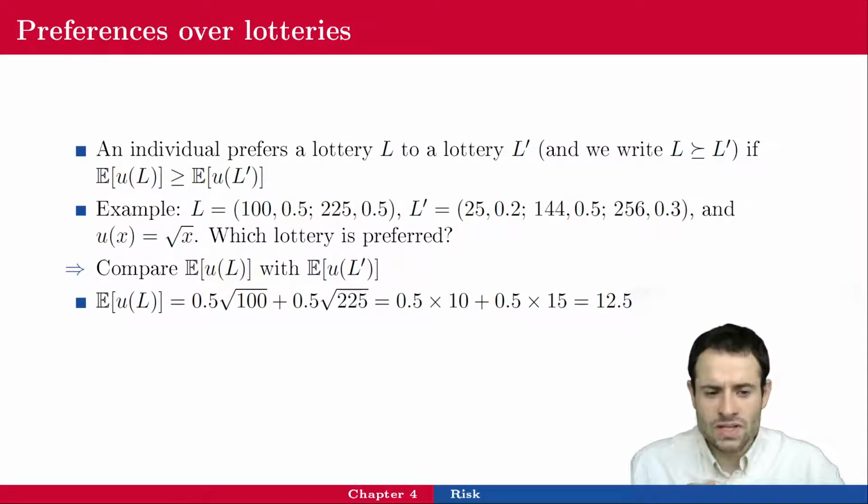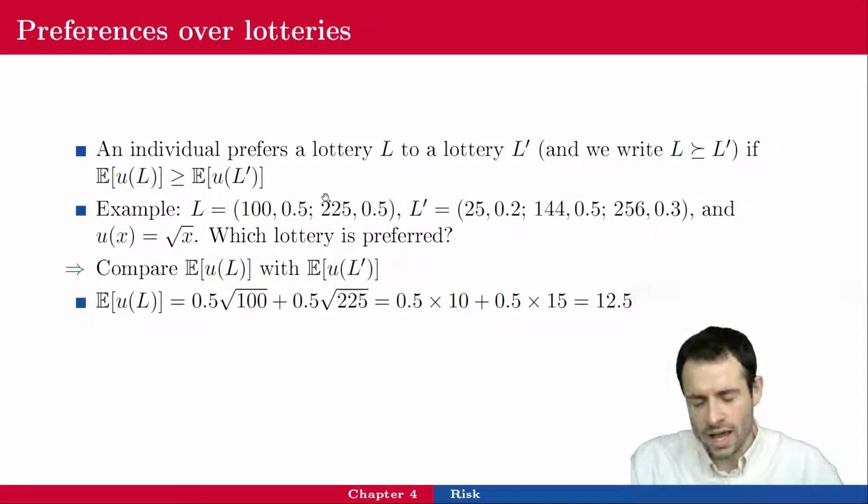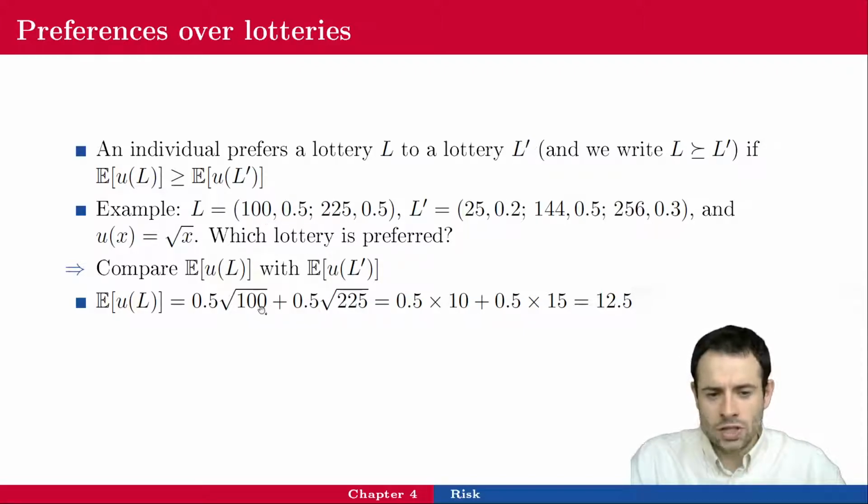The expected utility of lottery L will be, with probability 0.5, the square root of 100, because x is equal to 100 in this case, and with probability 0.5, the square root of 225, because x is equal to 225. Now the numbers are pretty nice because the square root of 100 is equal to 10 and the square root of 225 is equal to 15. So it's easy to compute and we get an expected utility of 12.5.